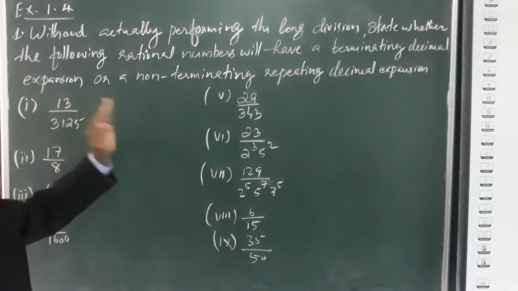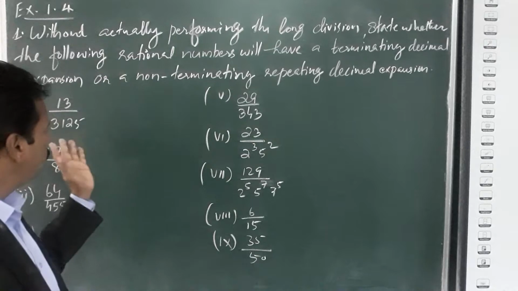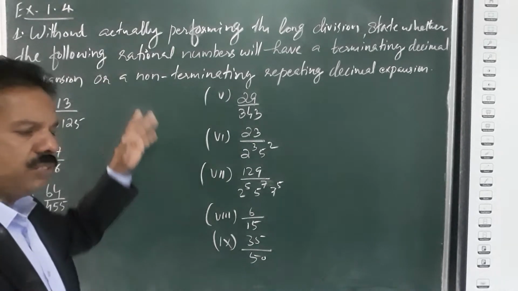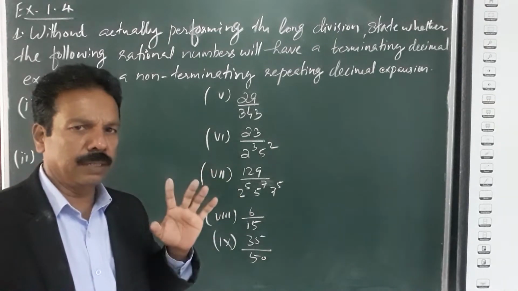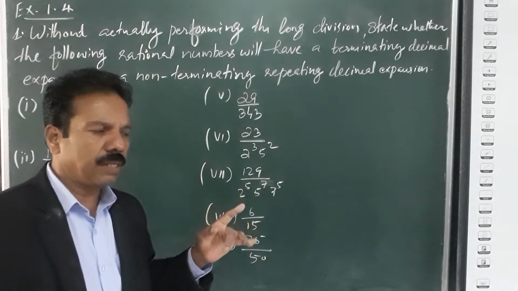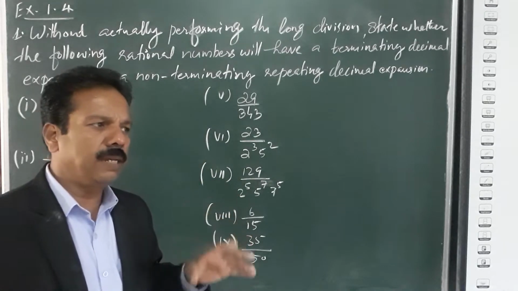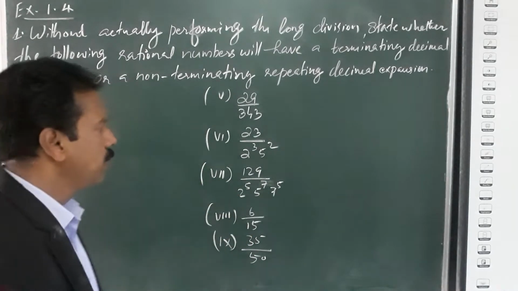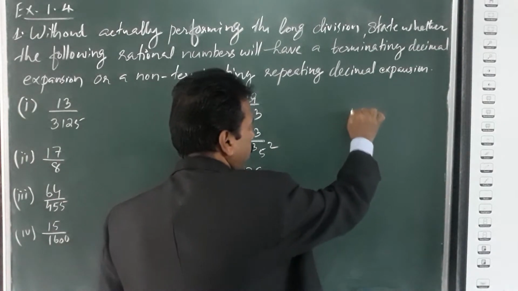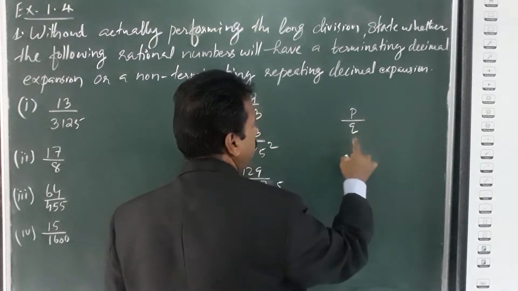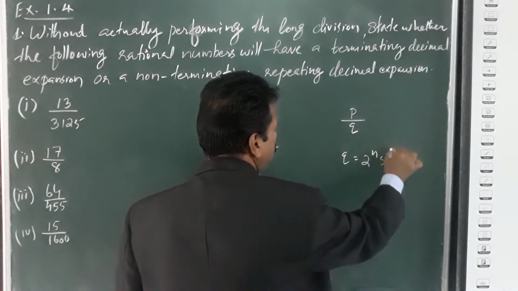You can change it into decimal form. When you change to decimal form, is the decimal form terminating or non-terminating repeating? If it is terminating, there is a shortcut method to identify it: for p by q, the denominator q is of the form 2 raised to n, 5 raised to m.